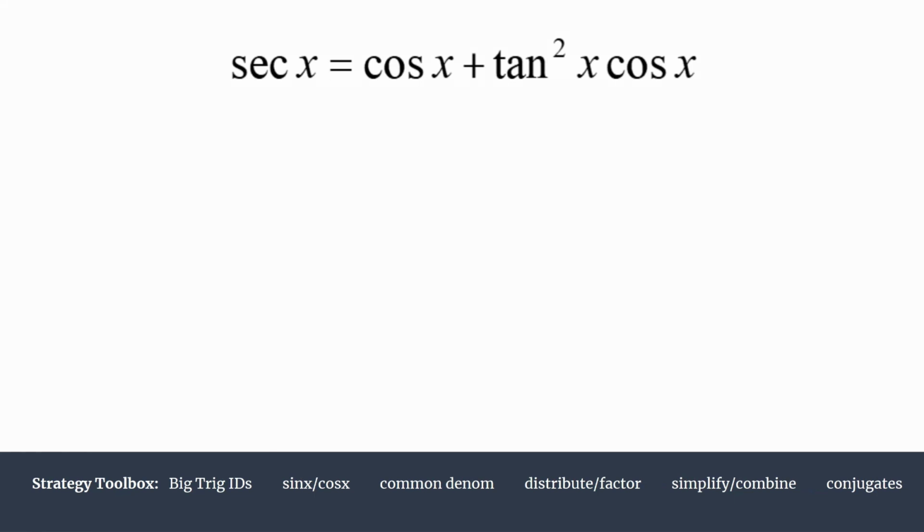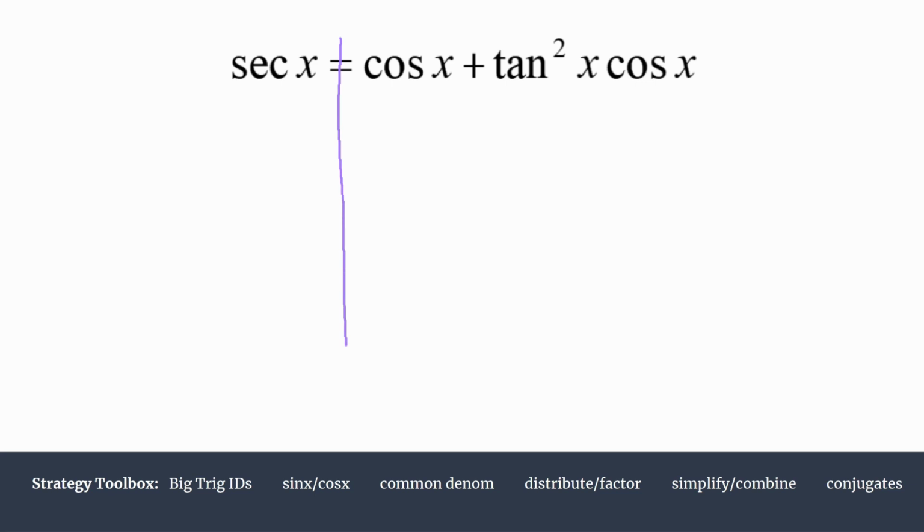We always start a verification by strategizing and choosing which side we want to work on. We know we can manipulate only one side, and we generally want to choose the more complex side as it allows us to see our substitutions a little bit easier. In this case, it looks like the right side is a little more complex. It has more terms, a lot more to work with. So draw a vertical line to help us remember we don't cross over to the other side, but we're trying to make this right side equal to secant.